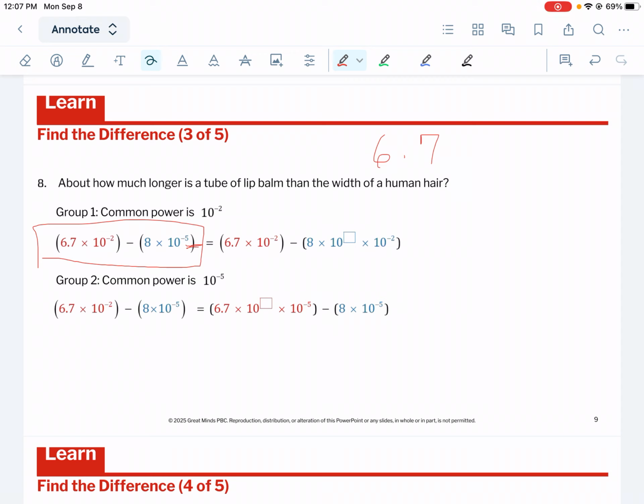So if I wanted to get negative 5 here instead of negative 2, take your decimal place and move it to the left, not the right, because that makes it larger, and that'll make your exponent larger and make it positive. We need to keep it negative. Move it over 3 more times. 1, 2, 3. Like that. And then that'll give you 0.0067 times 10 to the negative 5. And then you'll subtract.